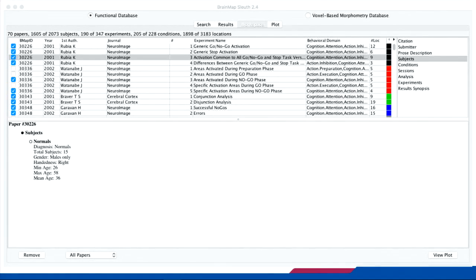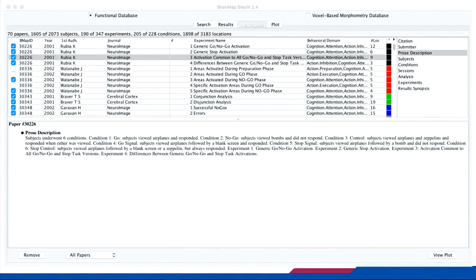You can look at the subject details over here. So diagnosis normals, 15 subjects, only males. So it's a fairly old paper. At the time, we only cared about male brains, apparently. Handedness was right-handed, and there was quite some age range, which was fairly unusual, actually, at the time. And, for example, here you can look, one field that I like quite a bit, the prose description, basically gives you a short summary of what's been going on here.